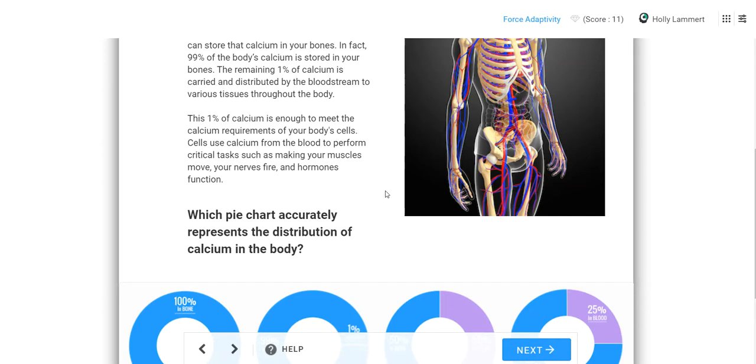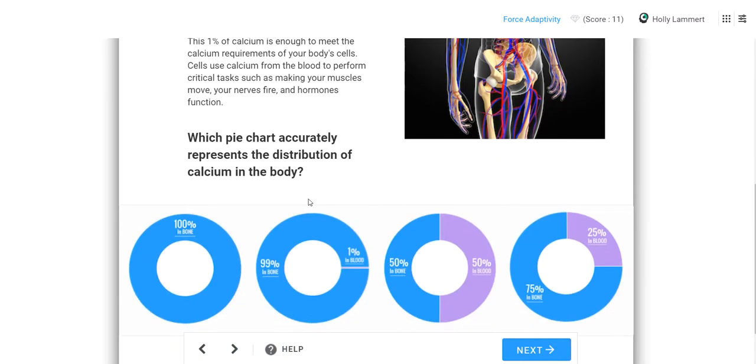Cells use calcium from your blood to perform critical tasks such as making your muscles move, your nerves fire, and hormones function. So I would go ahead and write that down, what calcium does for the rest of your body. Which pie chart accurately represents the distribution of calcium in the blood or in the body? So here we had 99% in bone, 1% in the body.